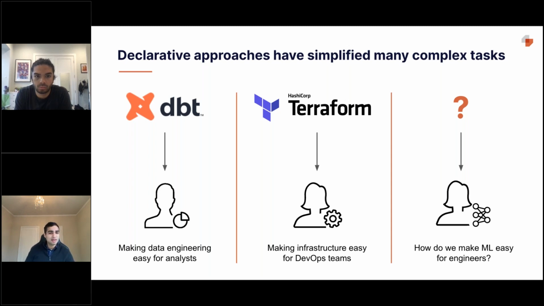And I think 2 examples we really like about that are how dbt made data engineering easy for analysts, and how something like Terraform makes managing infrastructure and cloud infra much easier for DevOps teams. So each of these technologies essentially allowed something that took a little bit more specialized knowledge and put it in the hands of many, many more users across the organization.